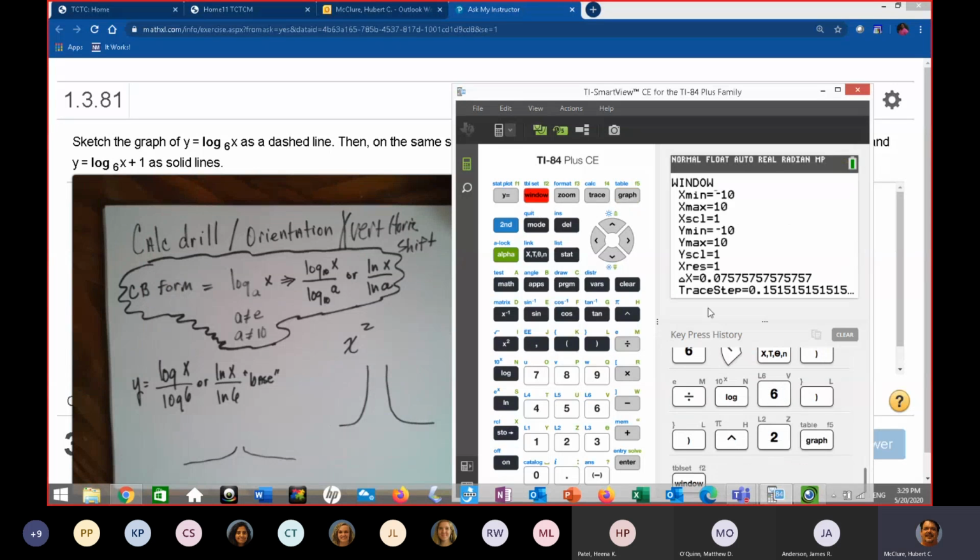Let's change our window a little bit. Let's go from -5. Can you go back real quick to the change of base rule for the log of 6x in parentheses squared? What that was? Hold on a second. Hold on. Let me finish what I'm doing here.